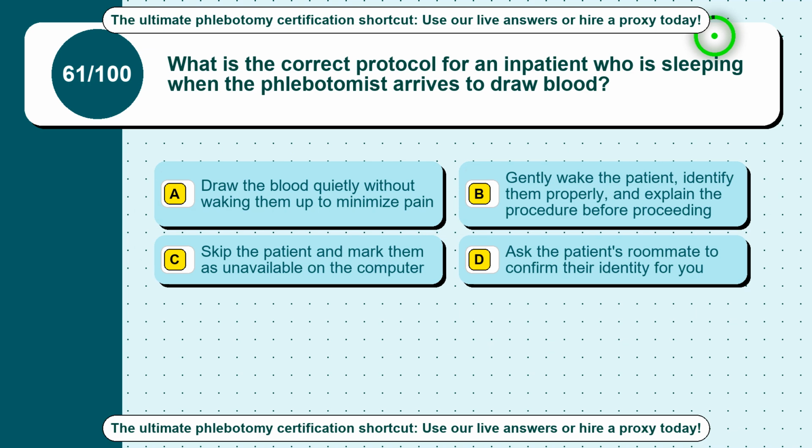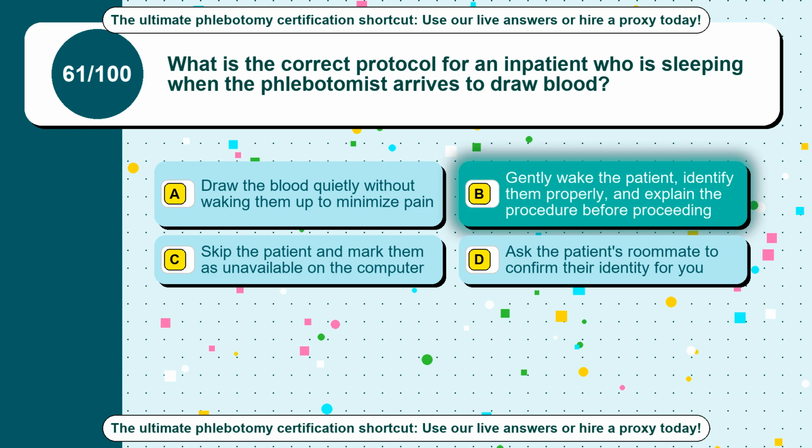Question 61. What is the correct protocol for an inpatient who is sleeping when the phlebotomist arrives to draw blood? Option A, draw the blood quietly without waking them up to minimize pain. Option B, gently wake the patient, identify them properly, and explain the procedure before proceeding. Option C, skip the patient and mark them as unavailable on the computer. Option D, ask the patient's roommate to confirm their identity for you.